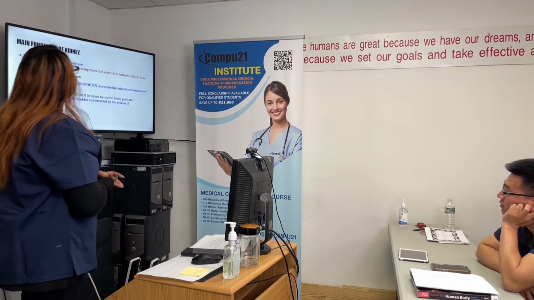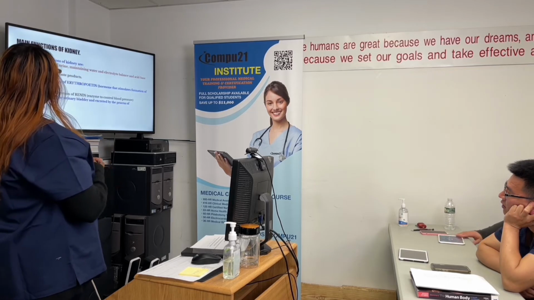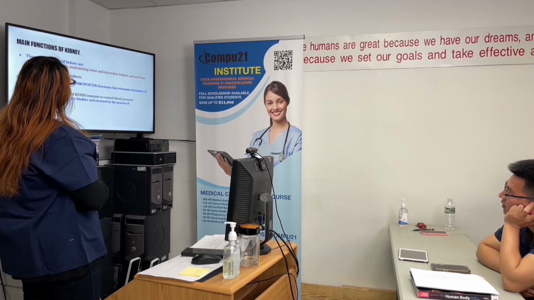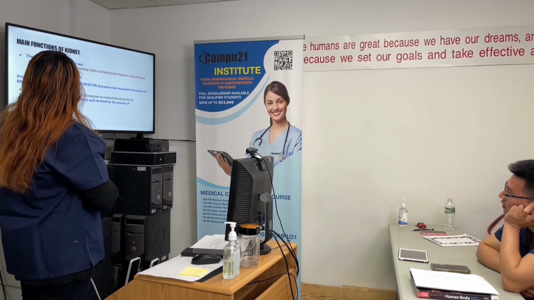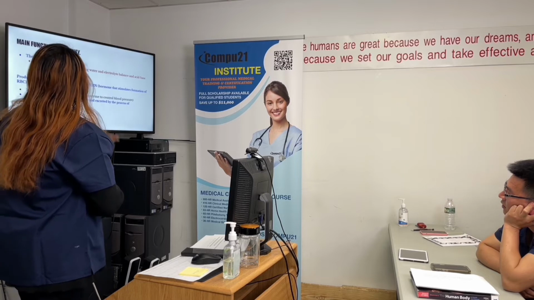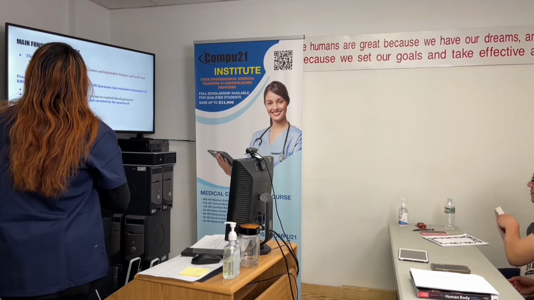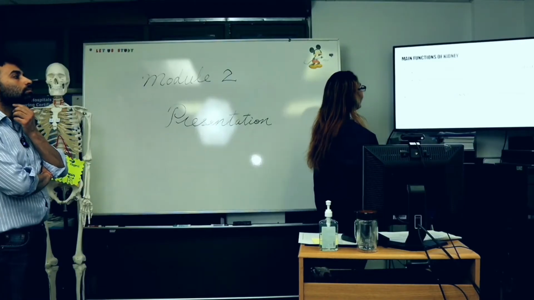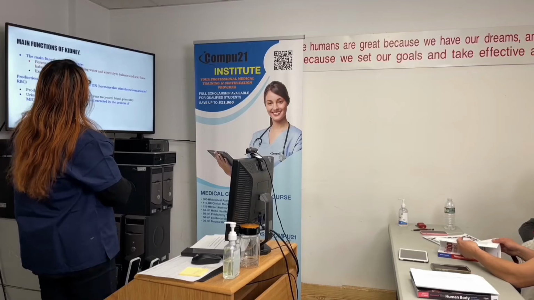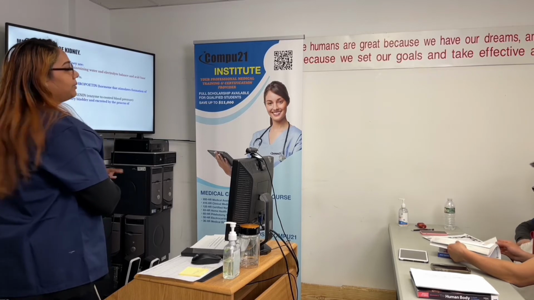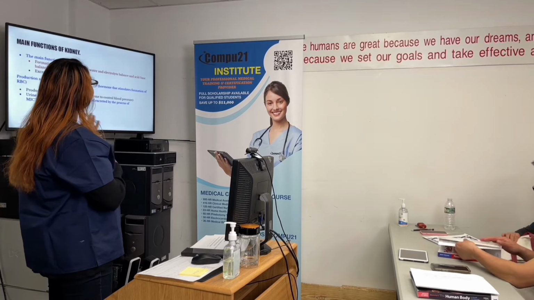The main function of the kidney is formation of the urine, maintaining water and electrolyte balance and the acid-base balance, and the excretion of waste products. It also produces and secretes erythropoietin, the hormone that stimulates formation of red blood cells, and renin, the enzyme that controls blood pressure.